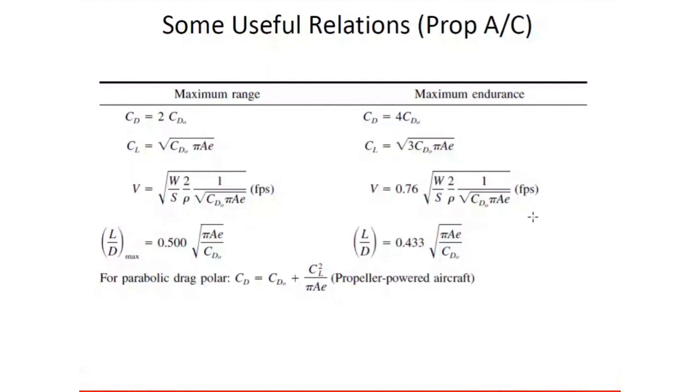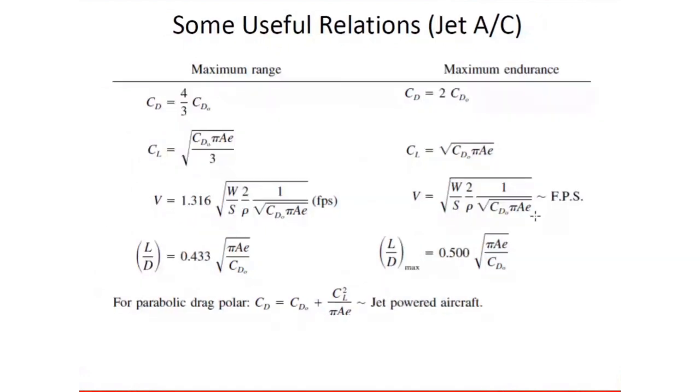Similarly, for jet aircraft, maximum range is when CD is equal to 4/3 of CD naught. Maximum endurance is when CD is equal to CD naught. This kind of equations you should have as a small reference card when you're designing, because every time you can of course derive all this from the equation CD equal to CD naught plus K CL square, but it's better to have this in one place, a ready reckoner. Whenever you're doing it, you can use these terms. For example, if you want the maximum range for a jet aircraft, this is the velocity at which you have to fly, 1.316 times under the square root and all that kind of thing.